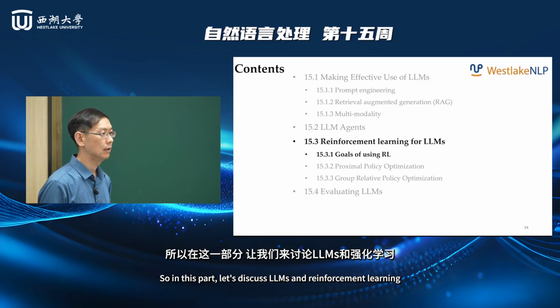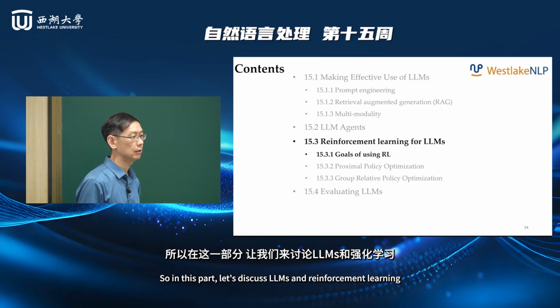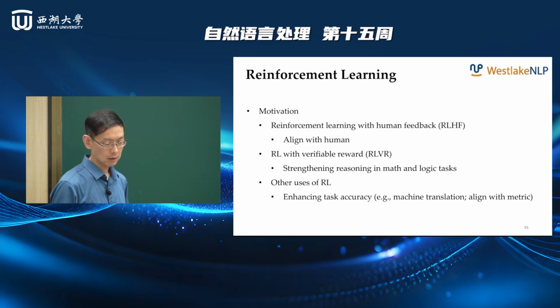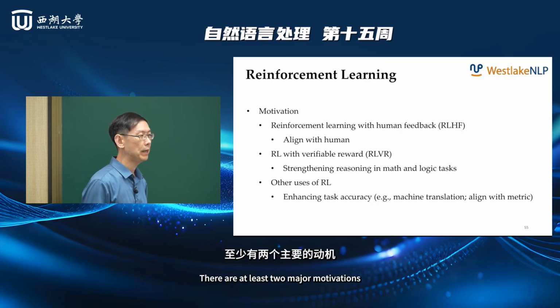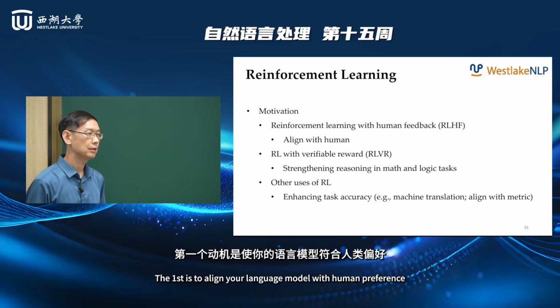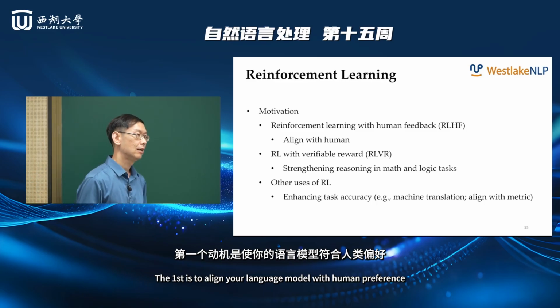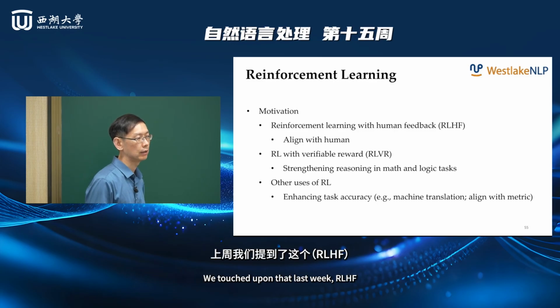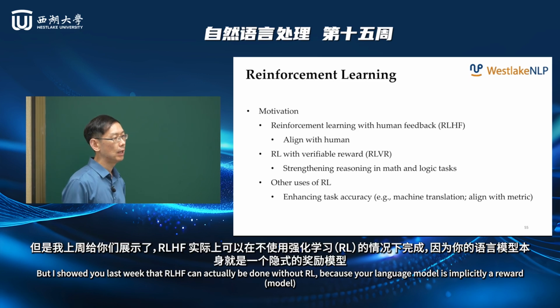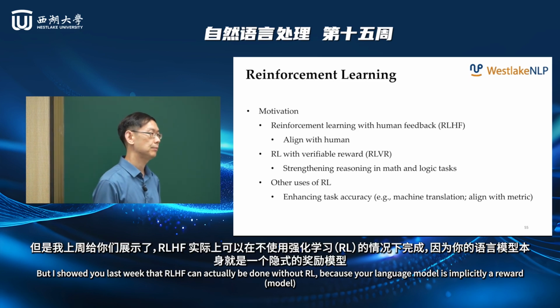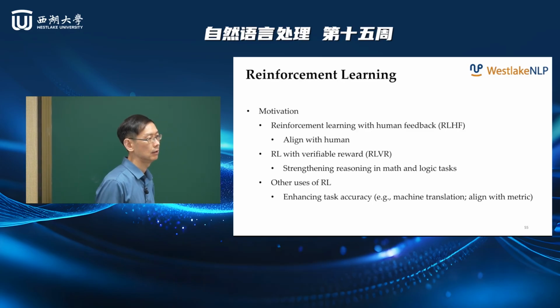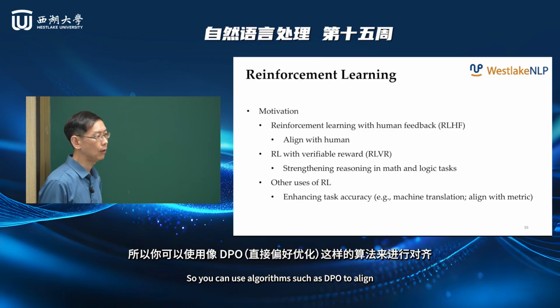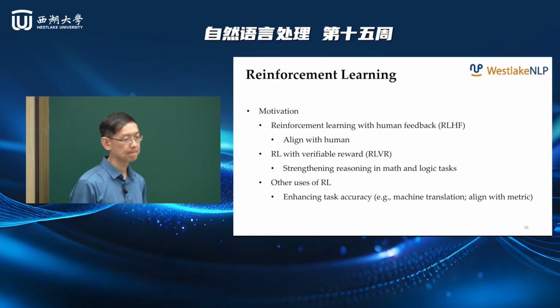So in this part, let's discuss LLMs and reinforcement learning. Why do you want reinforcement learning with LLMs? There are at least two major motivations. The first is to align your language model with human preferences. So we touched upon that last week, RLHF. But I showed you last week that RLHF can actually be done without RL because your language model is implicitly a reward. So you can use algorithms such as DPO to align.